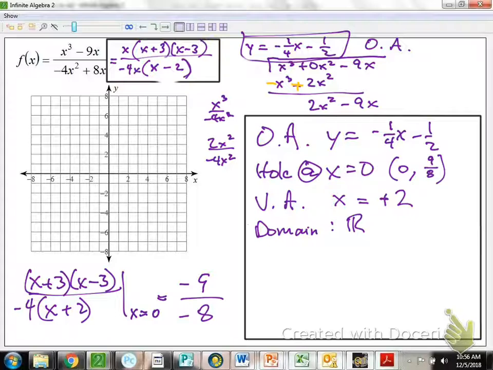So this is minus 2, right? This is minus 2 right here, which makes this positive 8, and changes this to negative 9 over 8. Is that better? I think we fixed everything. So the domain is all real numbers except for x equals 0 and x equals positive 2.